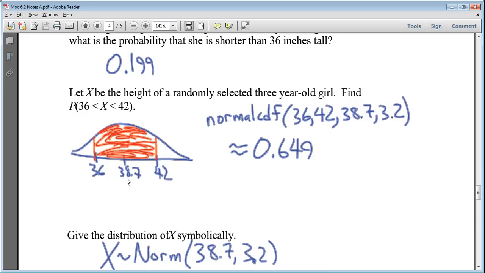I drew my normal curve, put 38.7 in the middle. 36 is below the mean, so I marked it to the left of the mean. 42 is above the mean, so I marked it to the right of the mean. And I shaded in between because I'm curious about the probability that the height is between 36 and 42 inches tall. So my normal CDF uses the left end of my area, which is 36, the right end of my area, which is 42, and then the mean and the standard deviation.